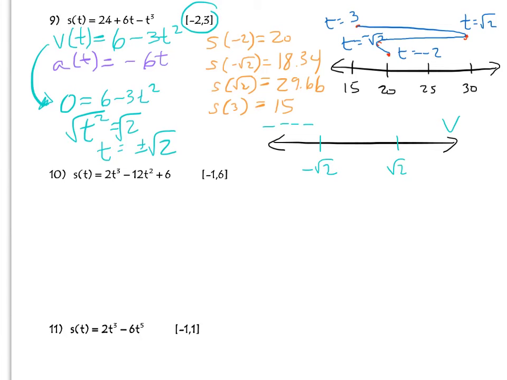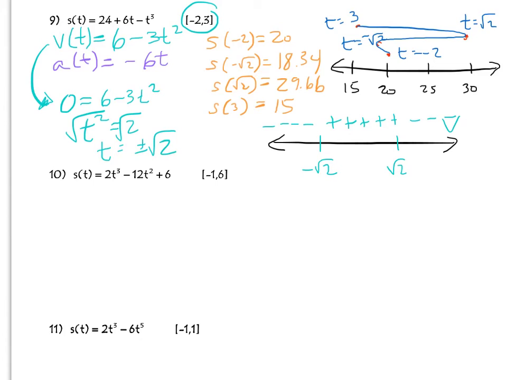Then if we put 0 in, that falls in between these two. Put 0 in, we're just going to get a positive 6 for our velocity. So all of these are going to be positive. And if we put a positive 2 into our velocity, 6 minus 3 times 2 squared, we're going to get a negative value again. So we can tell when our velocity is positive and negative.